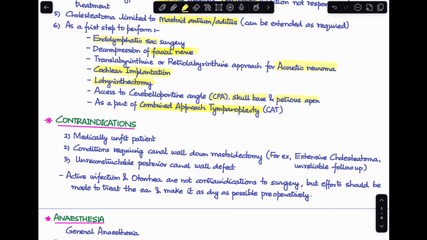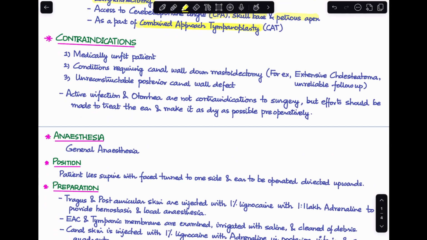Next, coming to contraindications. Now, the most common contraindication here would be if the patient is medically unfit to be taken up for surgery. Second is any condition that may require a canal wall down mastoidectomy; you should definitely not be performing a cortical mastoidectomy. For example, if the cholesteatoma is very extensive, or if the patient who has come to you is probably showing chances of unreliable follow up. In these cases, we do not perform a canal wall up mastoidectomy.